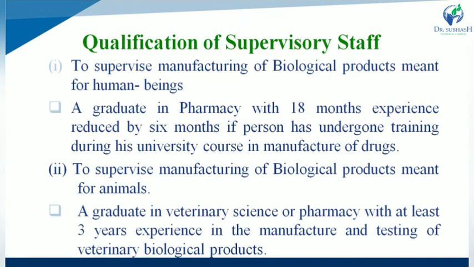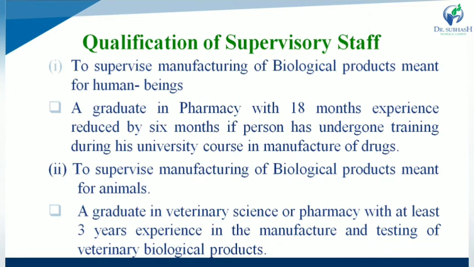Next one, what is the qualification of supervisory staff? Supervision is required in case of biological products, particularly for use of human beings, or in case of biological products meant for animals. So what is the qualification that is required in case of supervisory staff? So first step, to supervise manufacturing of biological products meant for human beings. If biological products are manufactured and particularly used for human beings, what is the qualification of supervisory staff?